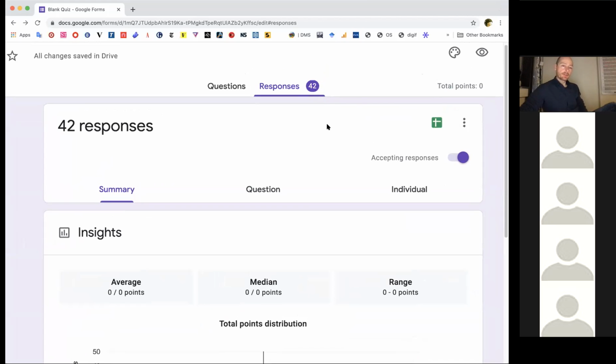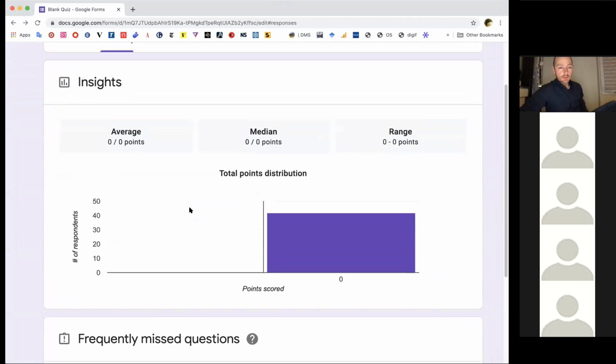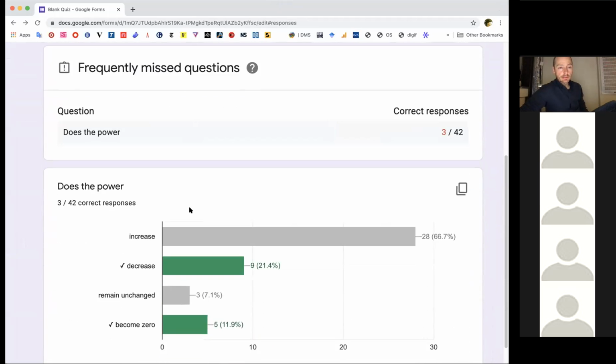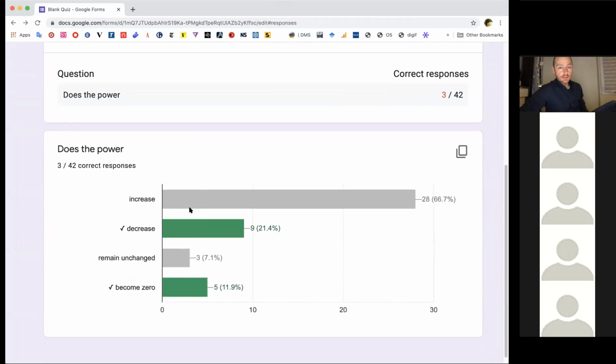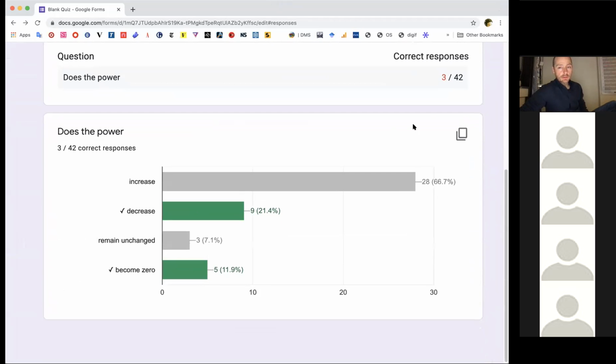Okay, then I will show you the answers you gave for this question. And I will slide down to 42 responses. And what you see here is only 3 people got it right.